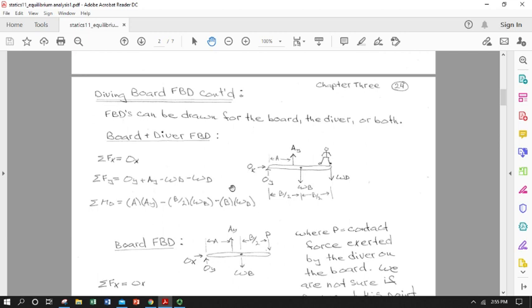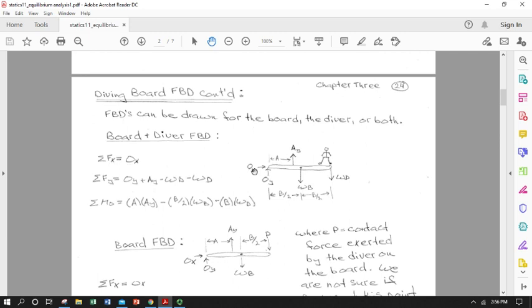And this is the heart of putting something in equilibrium, is adding up forces and moments. Okay, so we got a 2D problem, so we're really only considering forces and moments in the x and y direction. There's no z, so we only have 3 equations of equilibrium. So we're going to say, if I want the board diver combo body to be in static equilibrium, the sum of the forces in the x direction better be 0.